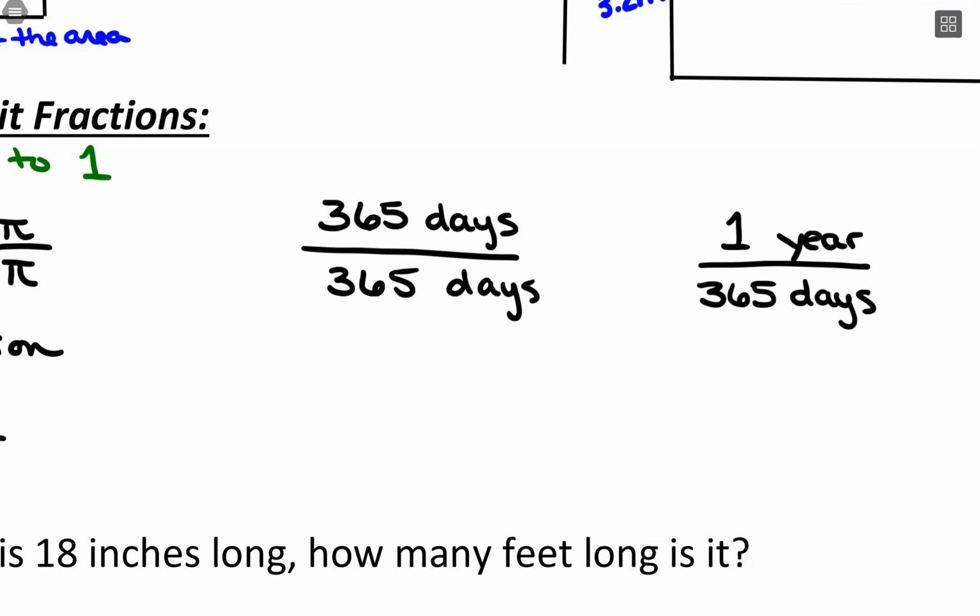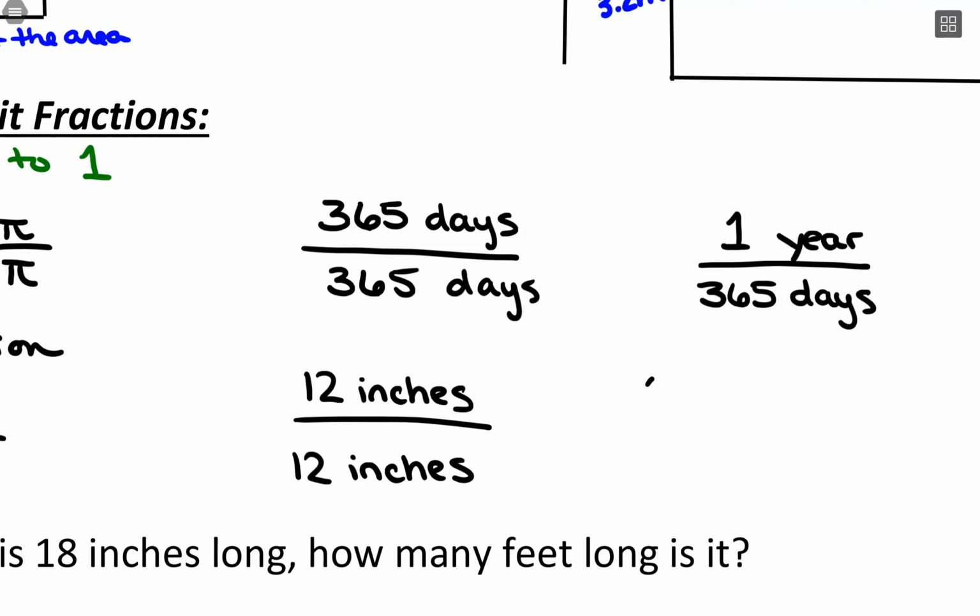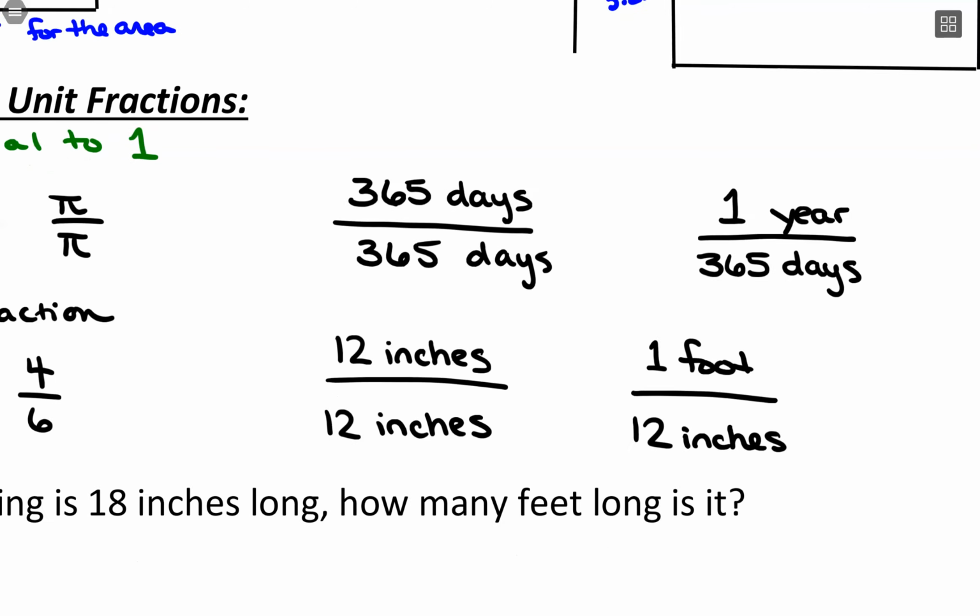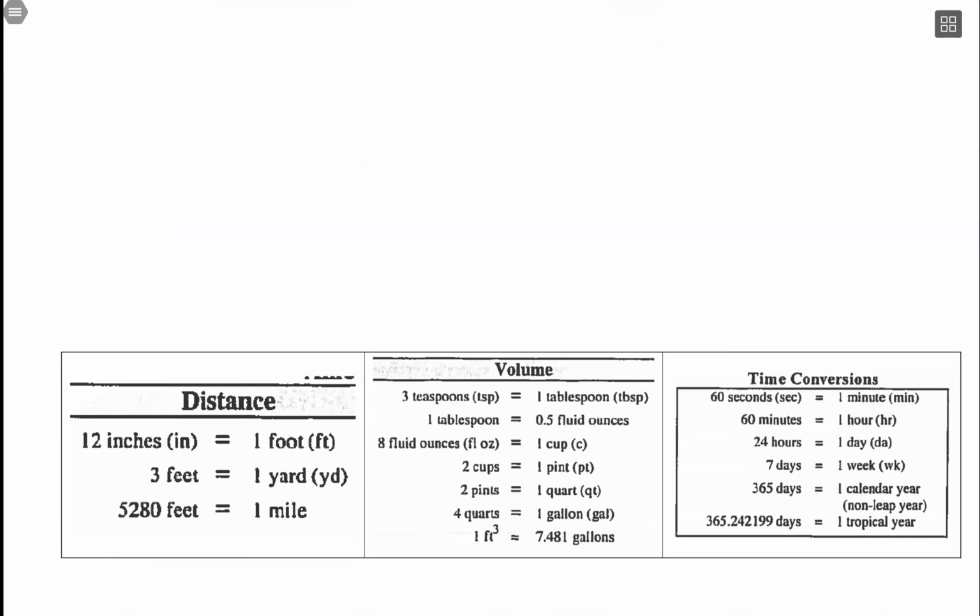So let me give one more example here, and then we'll look at this conversion at the bottom. So let's say I was looking at 12 inches divided by 12 inches. Another way that I could write this is as 1 foot divided by 12 inches, because those two measurements are exactly the same. And if you're unfamiliar with these measurements or you're unsure of them, on this page I attached some common conversions and we're going to be using these.